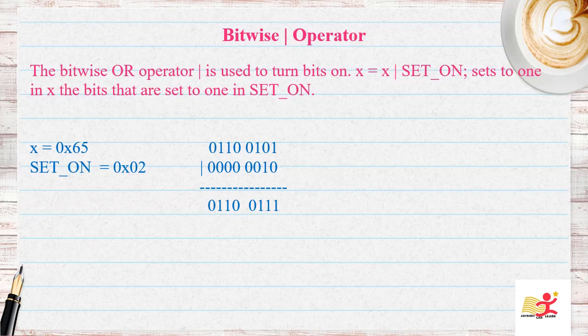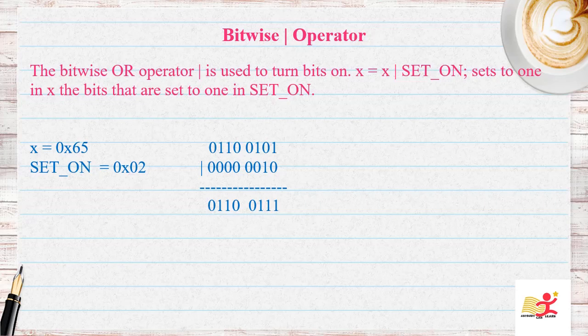Bitwise OR operator. The bitwise OR operator is used to turn bits on. That means, suppose you have x equal to 0x65 and you want to turn on the second bit of LSB to 1. So now it is 0. In order to turn it on, you have to OR with a value in which the second bit is 1. So we have set_on as 0x02, which is represented in binary as 00000010. So you can clearly see the second bit is 1.